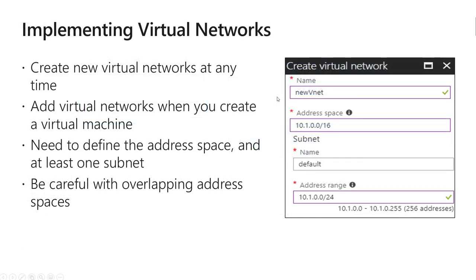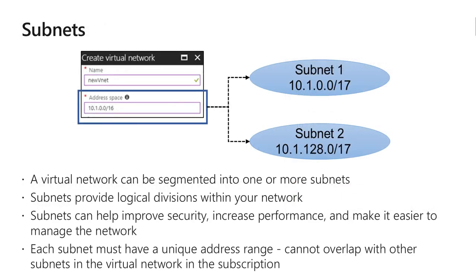And yeah, implementing the virtual network. I think I forgot something here. Oh yeah, Azure reserves the first three IP addresses and the last IP address in each subnet address range. This will be demonstrated later.